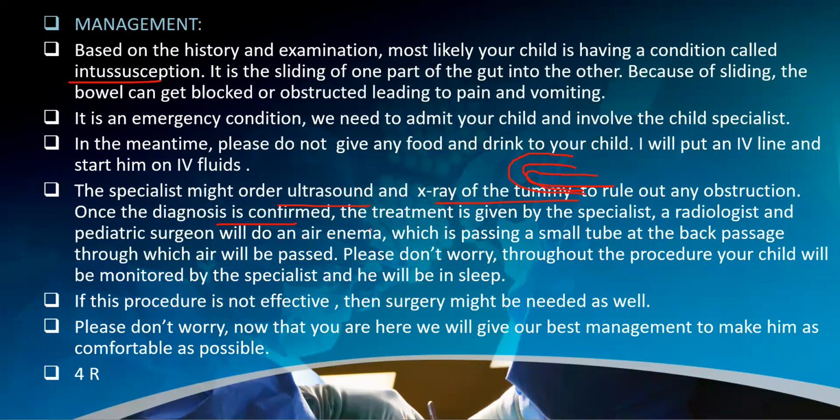Initially, they might want to try a procedure called air enema, which is passing a small tube at his back passage through which air will be passed to unblock this obstructed gut. Please do not worry. Throughout the procedure, your child will be monitored by the specialist and he will be asleep. So he will not get any pain. He will not even know what's happening. If this procedure is not effective, unfortunately, the surgeon might want to go for operation as well. Please don't worry. Now that you are here, we will give our best management to make him as comfortable as possible.